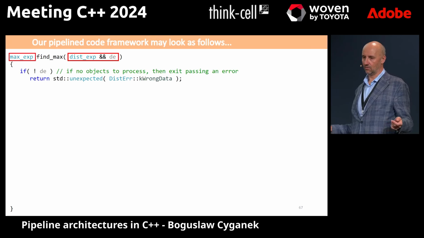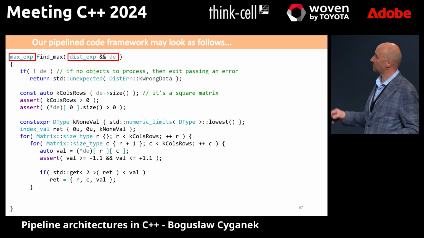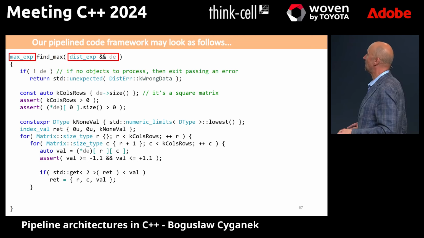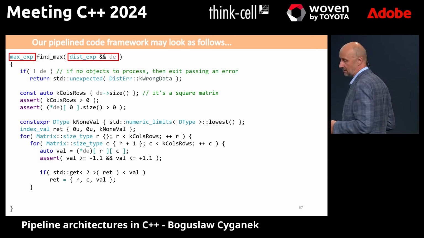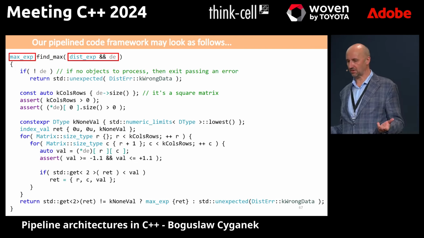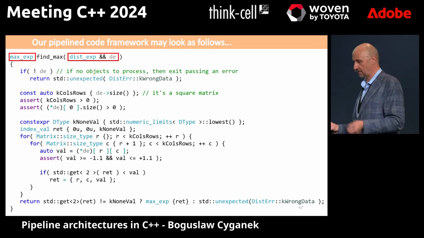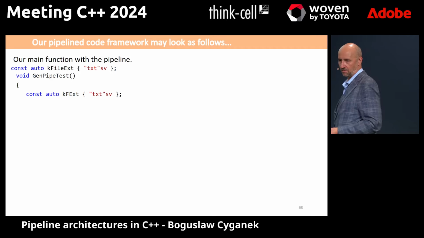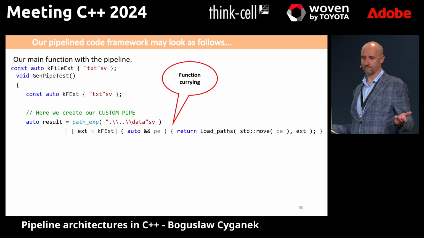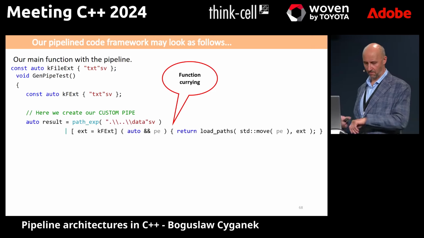So again, we are going through this matrix and looking for the best value. We start from the lowest possible, using numeric limits, which is quite useful in this context. And if we find it, we return this. If not, for some reason, then we can return expected error. And now the most interesting part. We can finally build our pipeline with pipe operators.